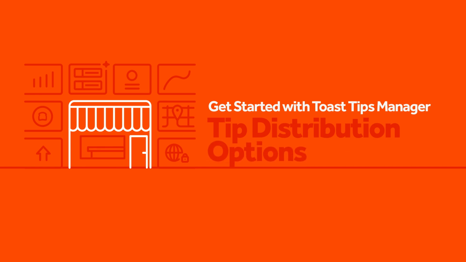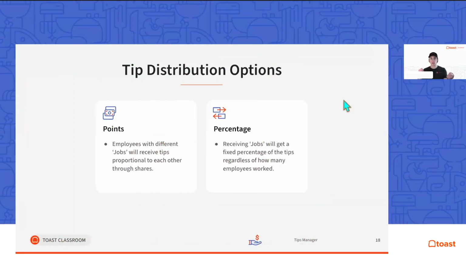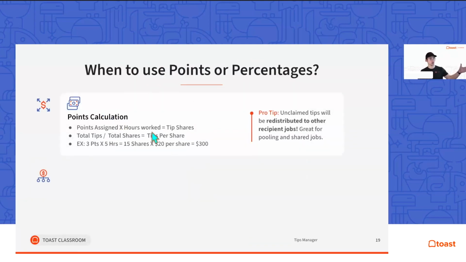Tip distribution. How do we actually dictate the specific slices of that tip pie? This can be set up as points or percentages. The points calculation is going to look a little something like this. Points assigned multiplied by hours worked equals tip shares. Total tips divided by total shares equals the tip dollar amount per share.